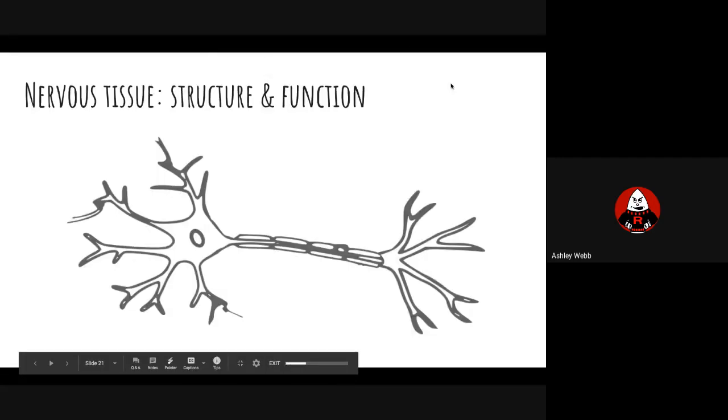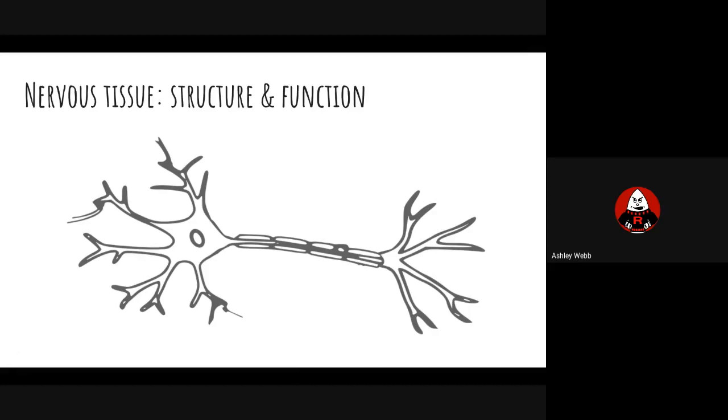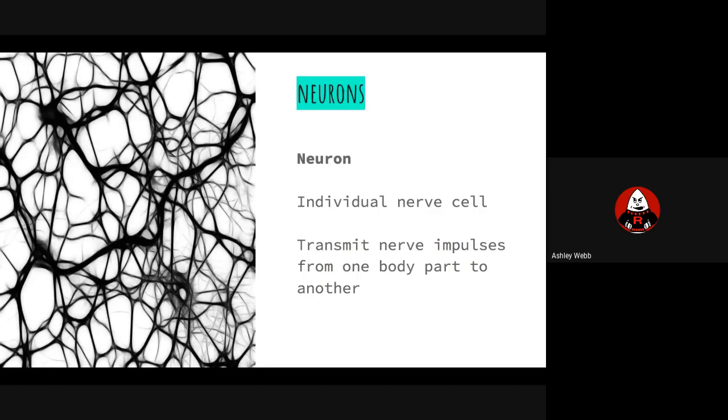Today we're going to look at the nervous tissue and the structure and function of the nervous tissue. Like we talked about last time, the individual nerve cells are what we call neurons, and those neurons transmit nerve impulses from one body part to another.